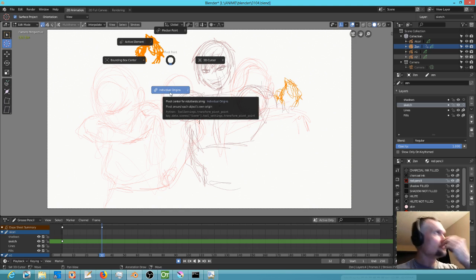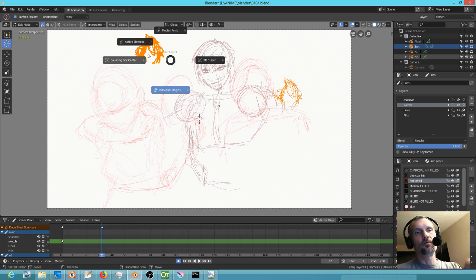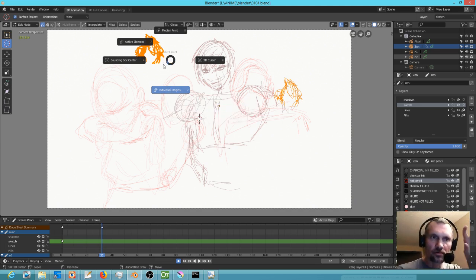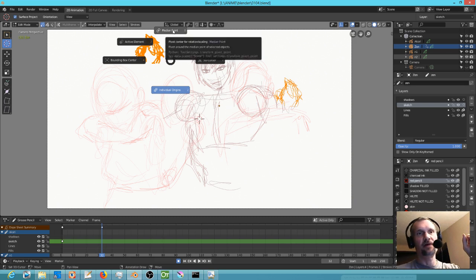Huh, cool. There's a lot to learn. So take your time. Be patient with yourself. Okay, so I don't want to flip it on individual origins, because what it just did was it took every individual stroke and flipped it around its own center. I want to take the whole cluster of strokes. So I believe that would be median point.